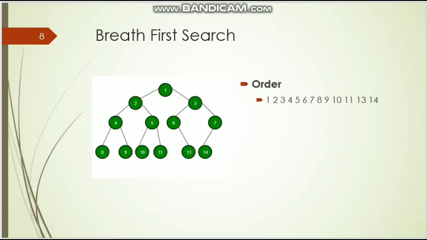Fine. Next, we have already covered node 1 and we have selected 2 and 3. The next node is 2. Now we will select the nodes which are adjacent to 2, that is 4 and 5. So 4 and 5 we are writing. So 2 is covered.